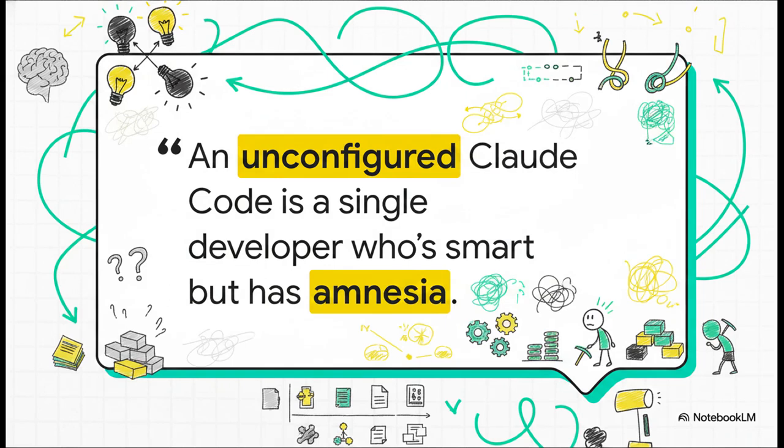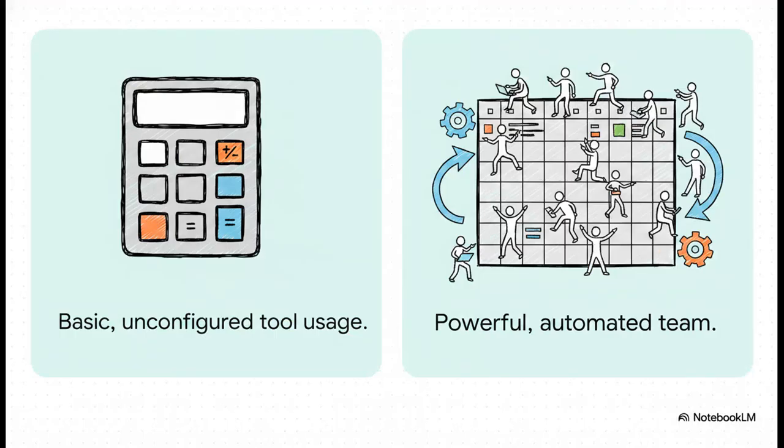Think about it. This quote perfectly captures the core issue. An unconfigured Claude Code is a single developer who's smart but has amnesia. If you find yourself treating this tool like a fancy autocomplete, constantly re-explaining your Dynamics 365 implementation steps or your AL code review checklist every single time you log in, you are doing manual labor that the AI should absolutely be handling for you.